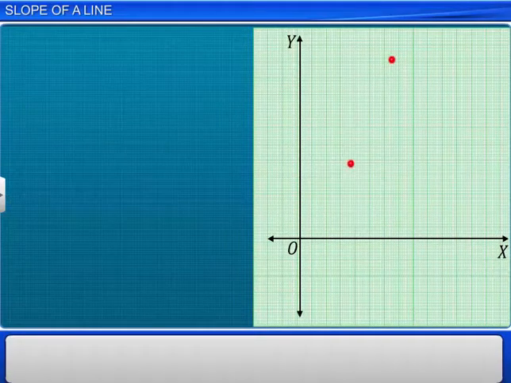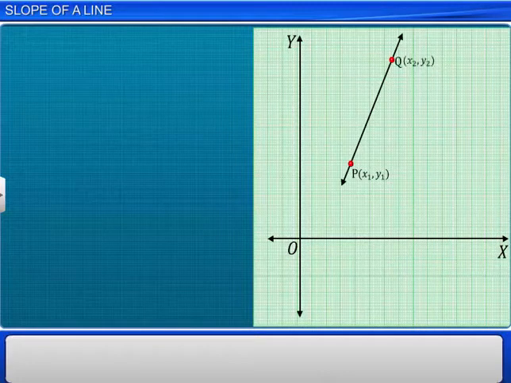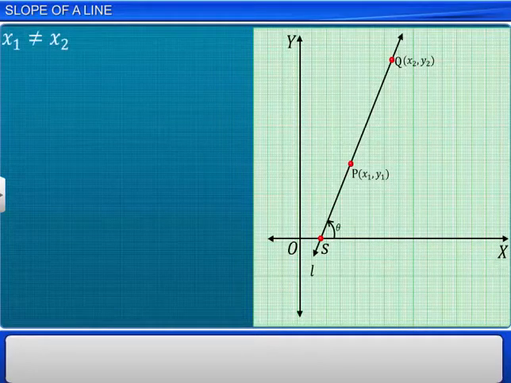Let P(x1, y1) and Q(x2, y2) be 2 points on a non-vertical line L, whose inclination is theta. Since the line is not a vertical line, x1 is not equal to x2. Hence, theta may be an acute angle or an obtuse angle. First, let us consider the case when theta is an acute angle.